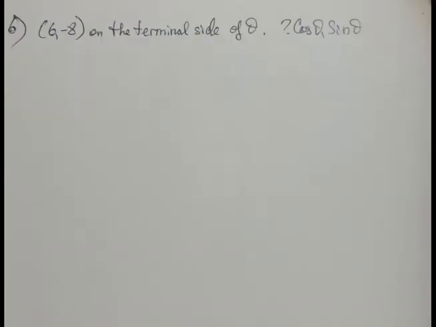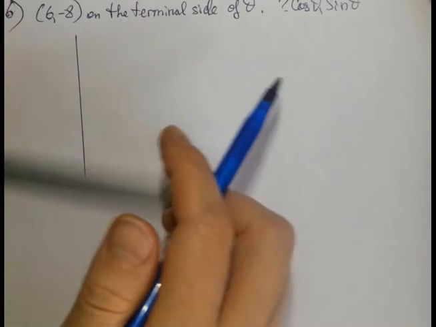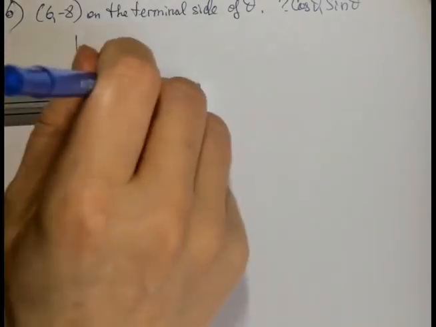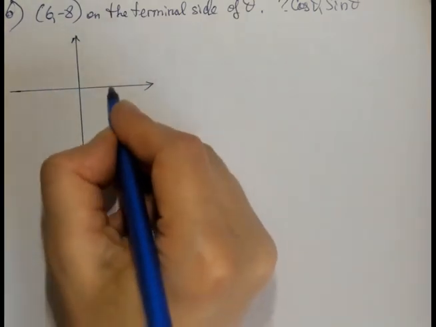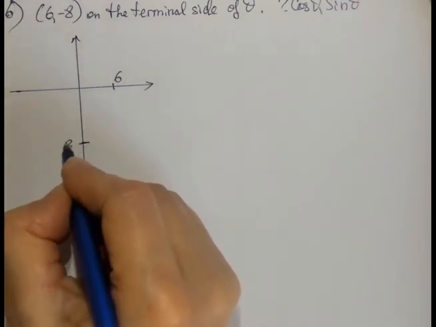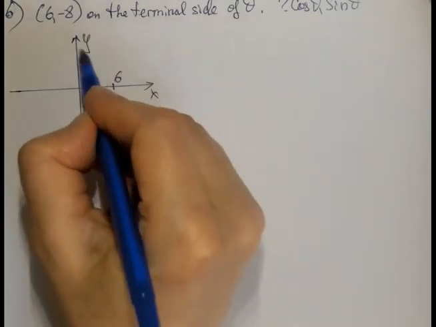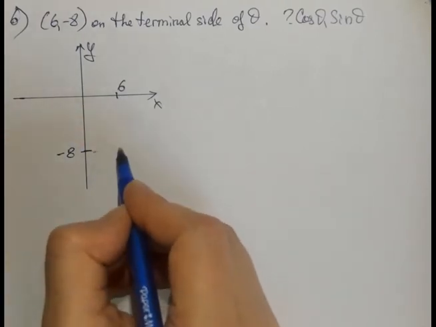Problem 6. The point (6, -8) is on the terminal side of angle theta. We want to find cosine theta and sine theta. First, let us draw this point in the Cartesian system and determine the quadrant. So the x-coordinate is positive 6, and the y-coordinate is -8. So this is x, this is y. So our point is in the fourth quadrant.